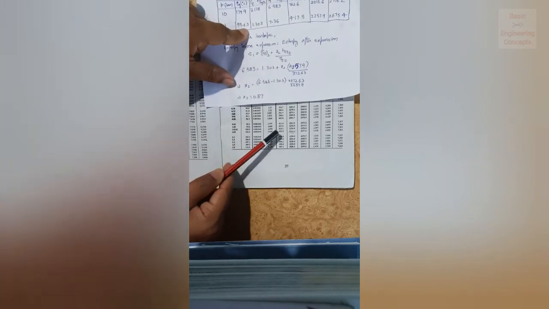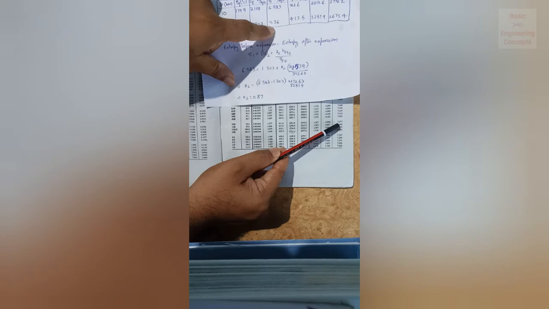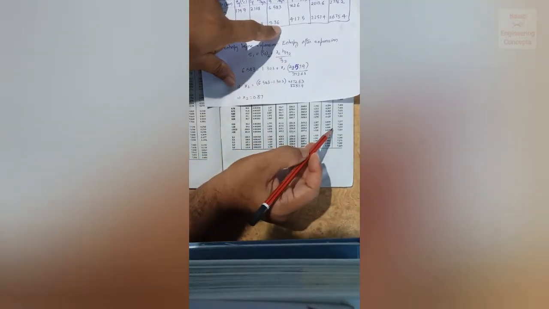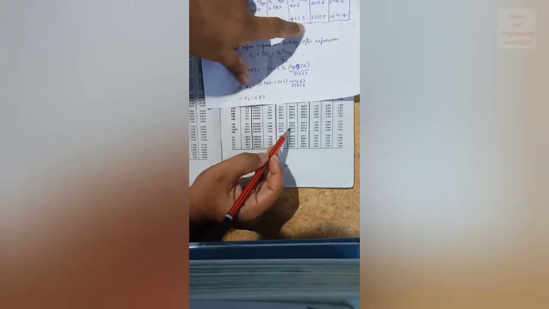Temperature 99.6. The Sf value is 1.303, and the Sg value is 7.36. Next, the Hf value is 417.5, then the Hfg and Hg values. So you can either use the textbook or the steam tables book.